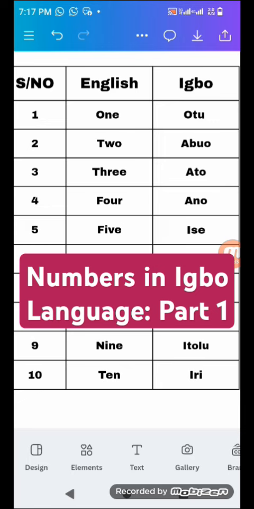In our next video on numbers in Igbo language, we're going to bring from 11 up to 100. So be able to know how to pronounce this word. So go through this again, once again.